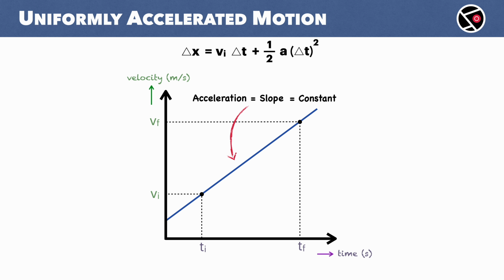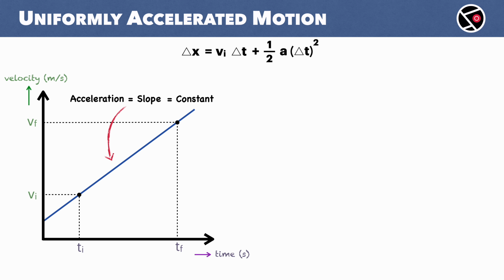Let me highlight an important point before we proceed further. Many textbooks and teachers assume the initial time ti is 0. But here, we will not make that assumption. We will keep ti as it is. Why? Because in real situations, motion doesn't always start at 0 seconds. By keeping ti, we make the equation more general and more accurate. Now let's continue with our proof.